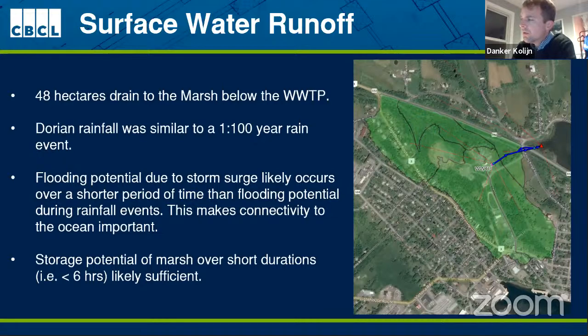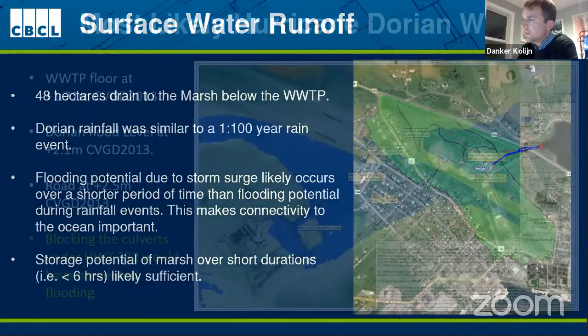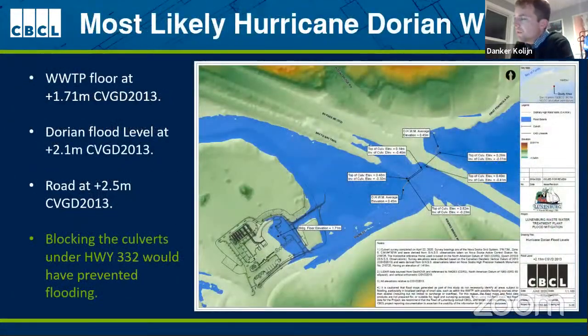So the marsh needs to be able to hold the water for long enough that when the storm surge goes down again, the water can drain out of the marsh and prevent flooding on the land side. So when we ran those calculations, we found that during a typical storm and a hurricane event, the marsh has enough storage to hold water for the surge to go down again and for the water to drain out to the sea. And then using all that information, we recreated the flood map for Dorian.